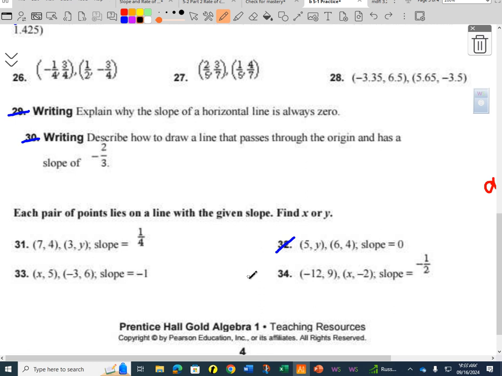So anybody have an idea, how can we plot a point, and then we could draw a line through it? Anybody have an idea? Horace, do you have an idea? Diane?